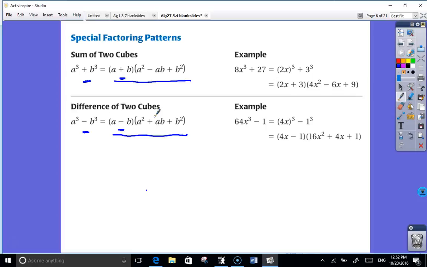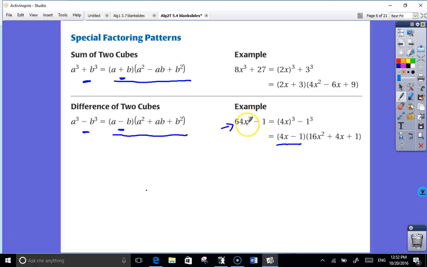Now, if you don't remember anything beyond the binomial, you can actually figure it out by doing long division. I'll do the 64x to the third minus 1. I recognize that means (4x) cubed minus 1 cubed, and that means that the first factor should be 4x minus 1. That part I know. Well then divide 64x to the third minus 1 by 4x minus 1. You'll get what the trinomial is.